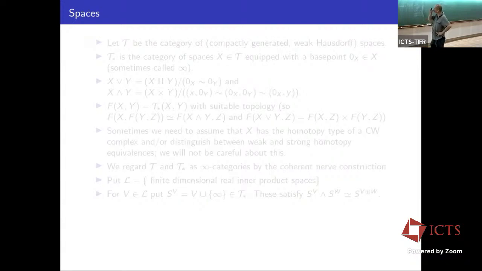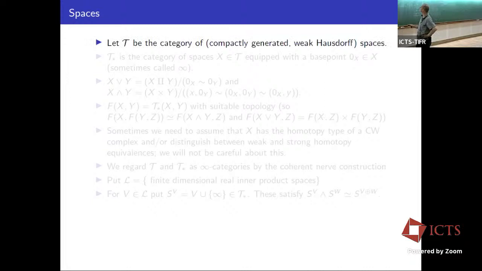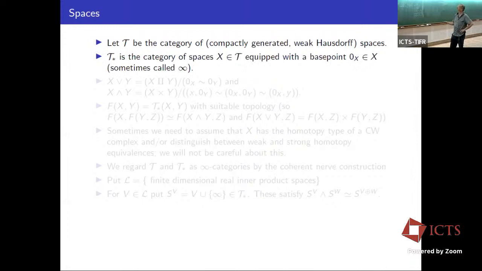Okay, so we just have a little bit of a review of spectra, orthogonal spectra. I'll start by recording notation for spaces. Curly T is going to be the category of spaces, and as is usual in algebraic topology, we're going to work with compactly generated weak Hausdorff spaces, just a technical condition to make sure that the mapping spaces work in the correct way. T star is the category of based spaces, with base point generically called 0, but sometimes called infinity.